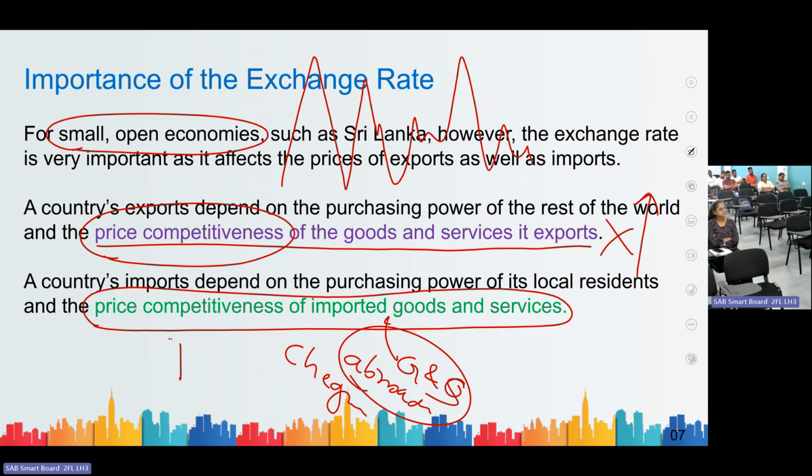In that case, imports will go up because foreign goods and services are price competitive, because they are cheaper. When goods and services produced abroad have lower prices than goods and services produced locally, imports will go up.